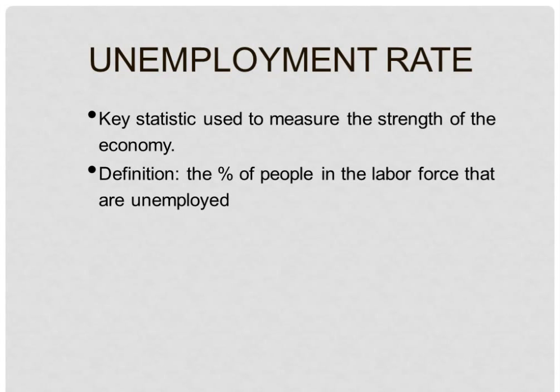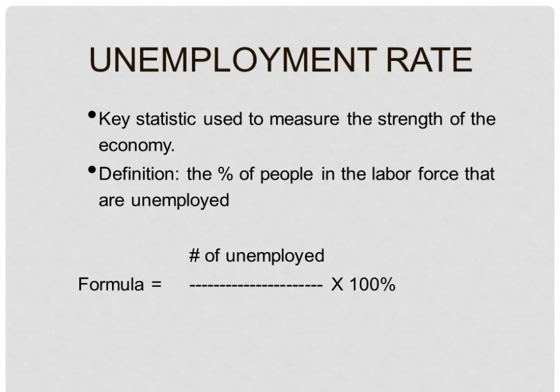Let's start first by showing you how to calculate the unemployment rate. The unemployment rate is equal to the number of unemployed people divided by the number of people in the labor force, and then multiplied times 100% because it is a percentage. Again, it's the number of unemployed people divided by the number of people in the labor force times 100%. So why don't we start with an example?